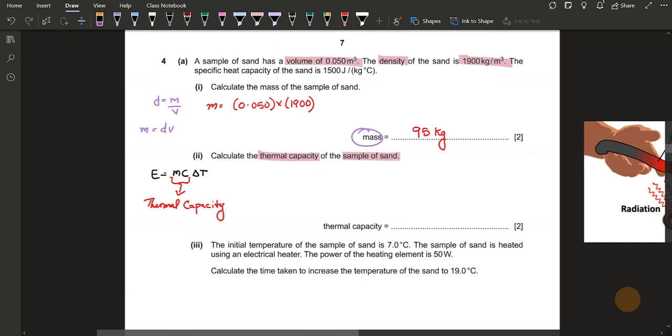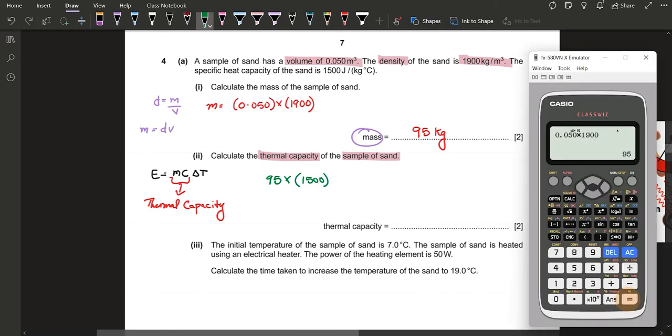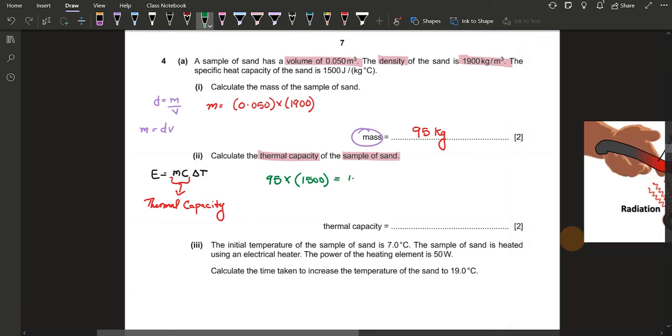We have m and we have c, so we can find out our thermal capacity, which is going to be m, which is 95, into c, which is 1500, and we can find our answer from here, which is going to be 1.4 into 10 raised to power 5. And we get 2 marks for this.